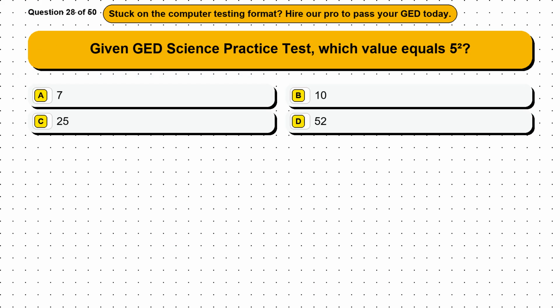Question 28. Given GED Science Practice Test, which value equals 5 superscript 2? Option A 7. Option B 10. Option C 25. Option D 52.